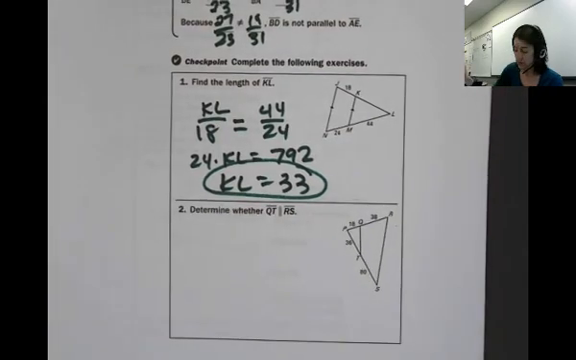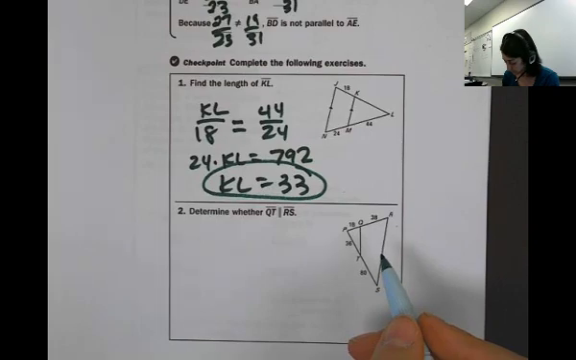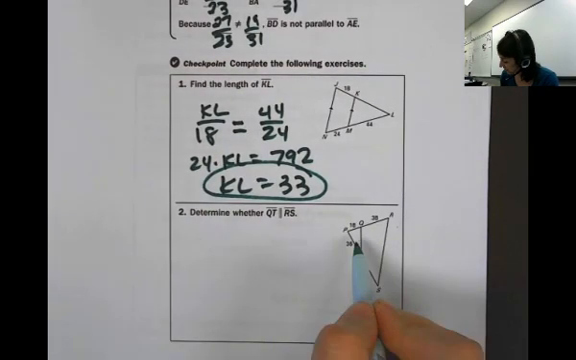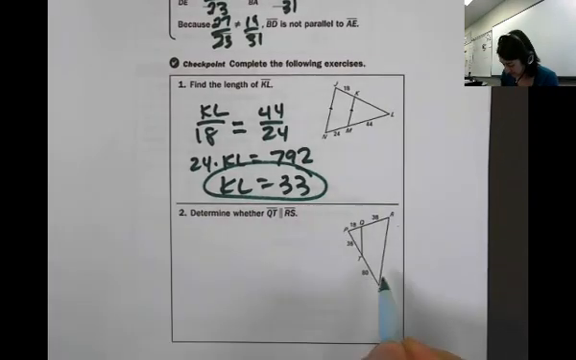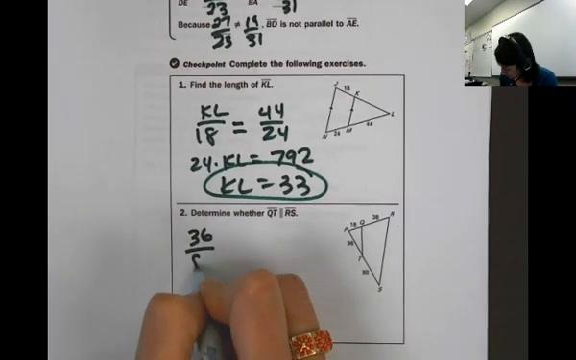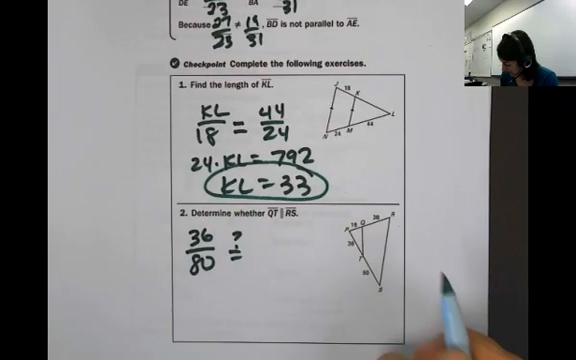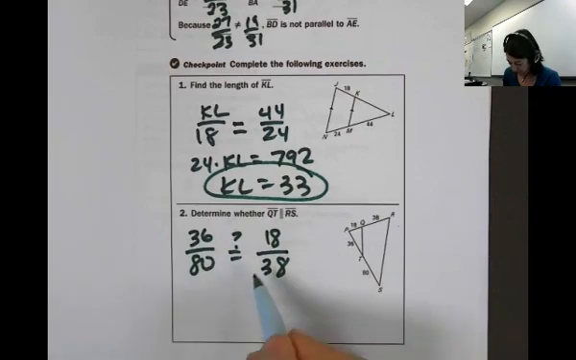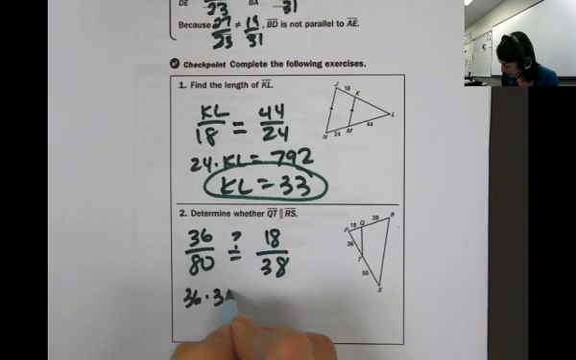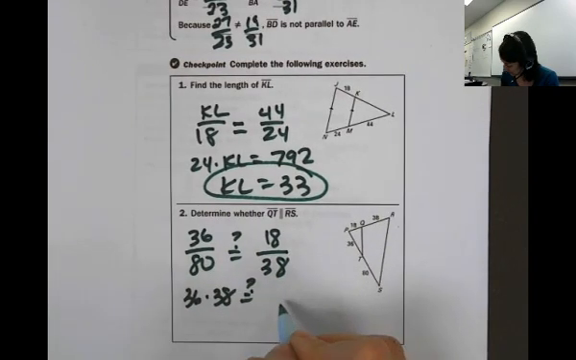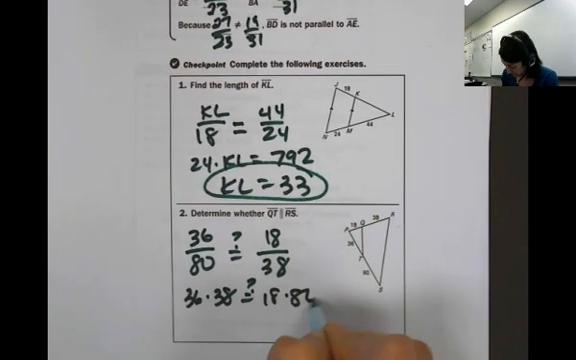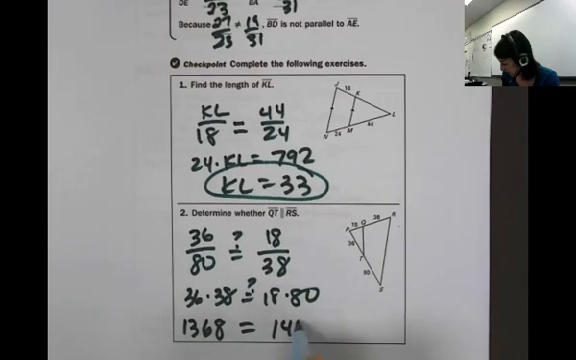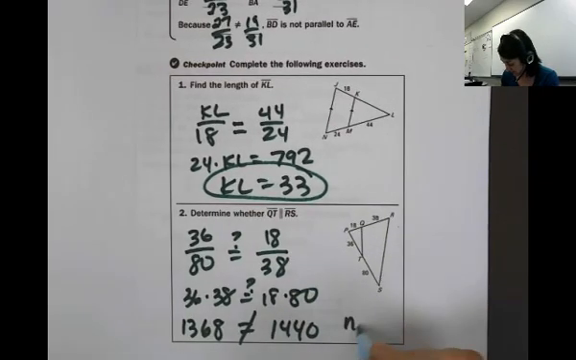And to check to see if those two lines are parallel, we're going to set up a proportion and see if it's true. This is like example 2. So is 36 to 80, that ratio, the same as 18 to 38? And again, using cross products property to check, is 36 times 38 the same as 18 times 80? And when I calculated that, I'll do that for you. It's not equal. So no, not parallel.